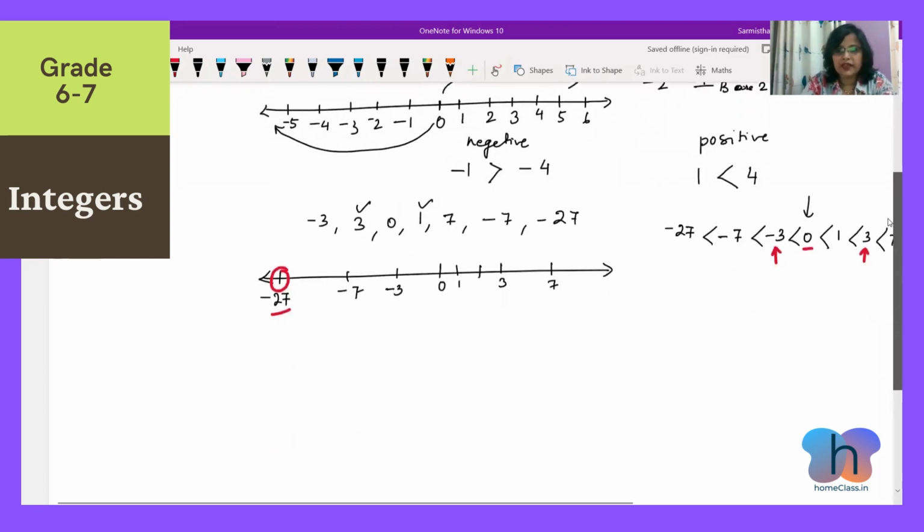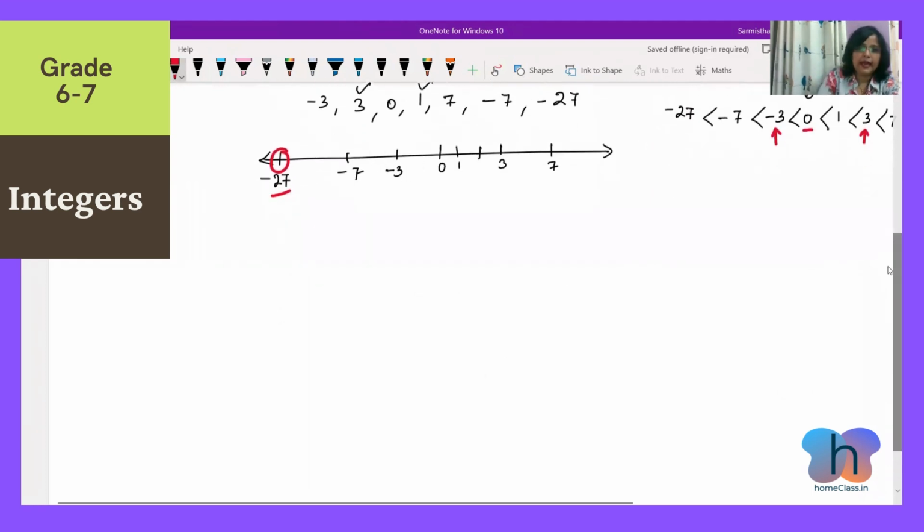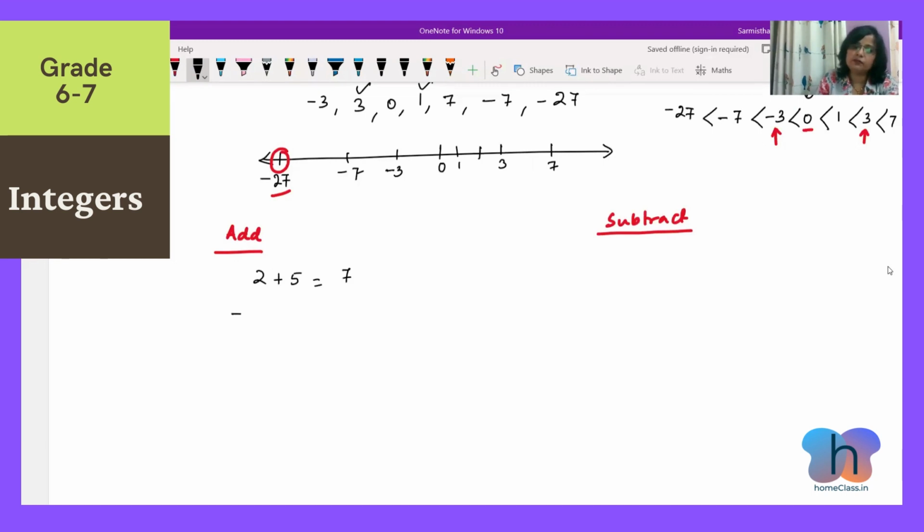Now, if I say that we need to add or subtract numbers, we know how to add positive numbers. If it is 2 plus 5, we will make it 7. Now, when it is -2 and -5, here we haven't written any sign before 2. That means actually it's a positive number. Here also it is a positive number.